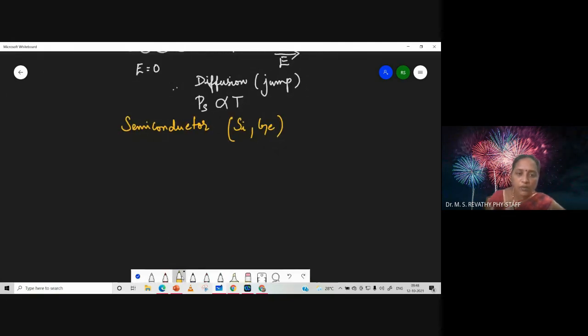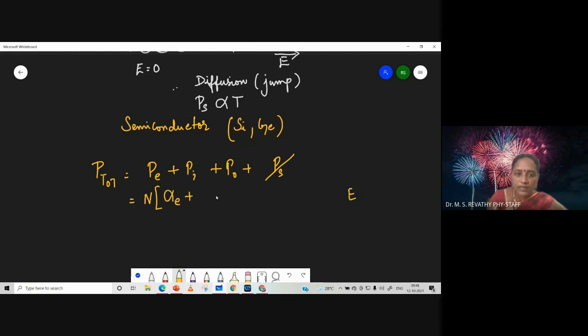Now let us write the total polarization. P total is the sum of all the polarizations, PE plus PI plus PO and PS. Since there is no equation for PS, we neglect it and write the rest of the equation for PE, PI and PO, which is given by N, E, and put E outside the bracket. Inside I get alpha E plus alpha I plus alpha O. Next, I substitute the equations for alpha E, alpha I, and alpha O.